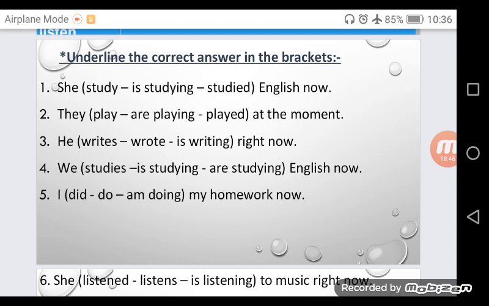3, he writes, wrote, is writing right now. The correct answer is writing. He is writing right now. Number 4, we studies, is studying, are studying English now. The correct answer is are studying. We are studying English now. Number 5, I did, do, am doing my homework now. The correct answer is am doing. I am doing my homework now.